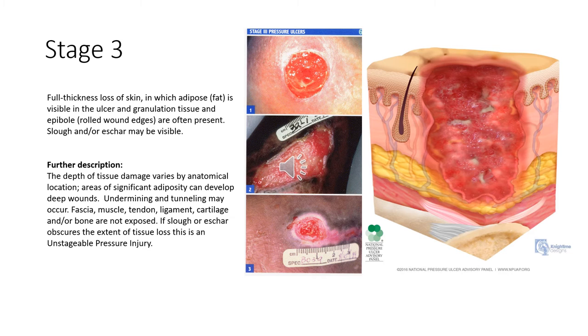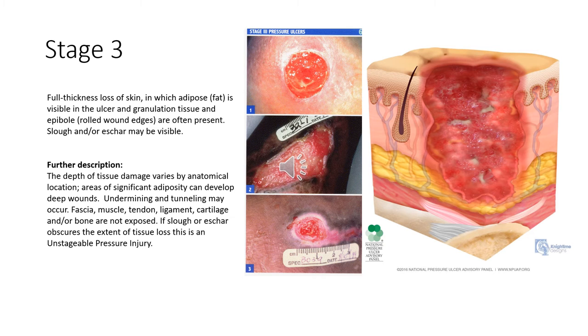In stage 3, we now see a full thickness tissue loss, so that means into the dermis. Adipose or fat can be visible in the ulcer and granulation tissue, and epiboli, which is the round rolled edges, are often present. Slough and eschar can also be visible as well. So you can see in the pictures on the right that we see a full thickness tissue loss, we see granulation tissue in those wounds, and we do see slough in those wounds as well.